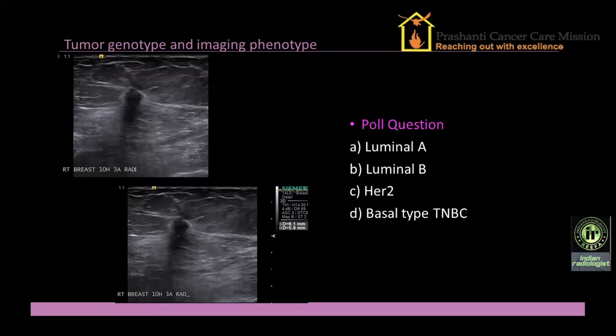So here is a poll question. Which molecular subtype do you think this cancer is? Luminal A, luminal B, HER2 enriched, or the basal type? Can we have the poll, please?